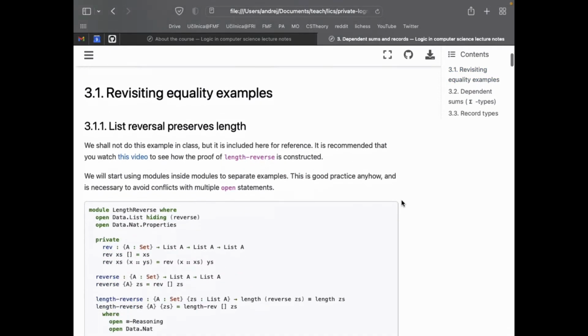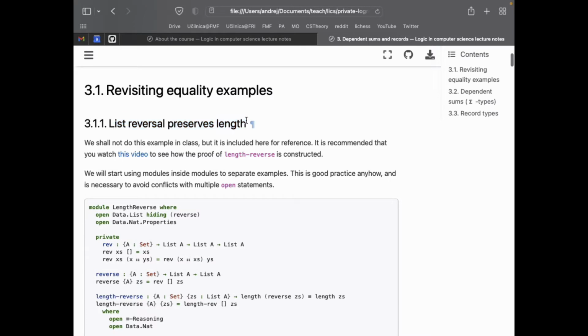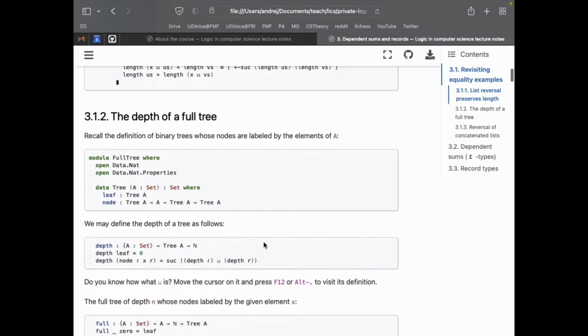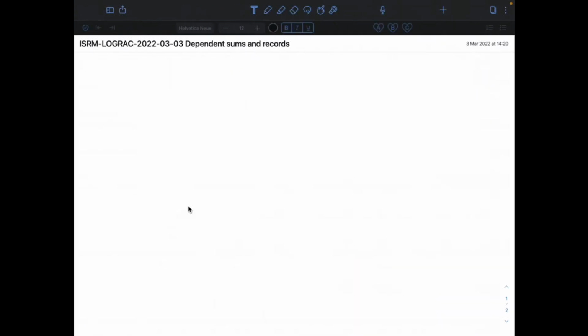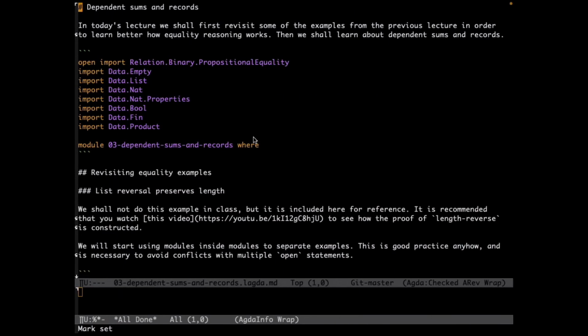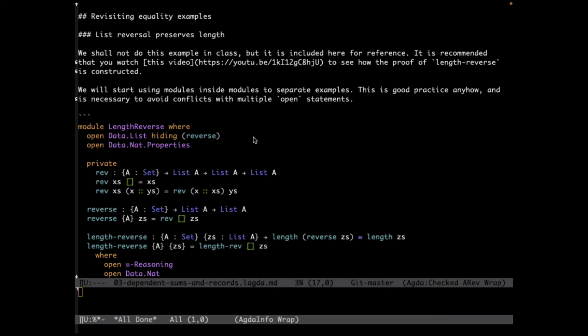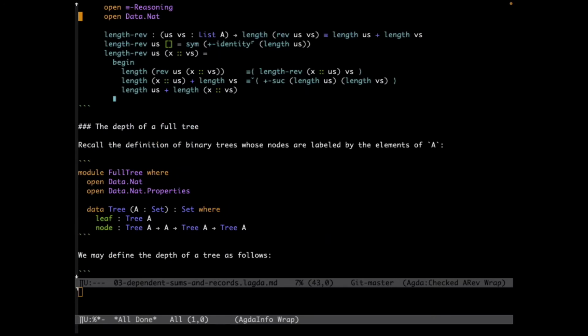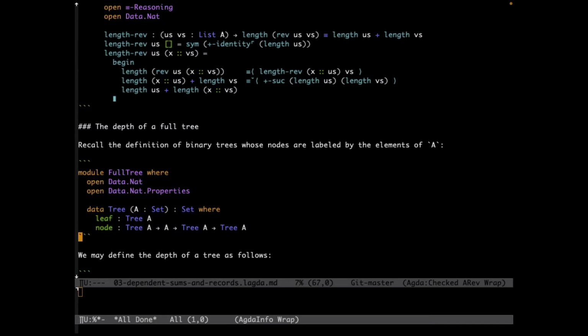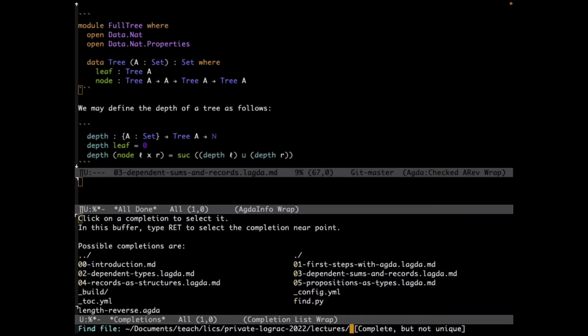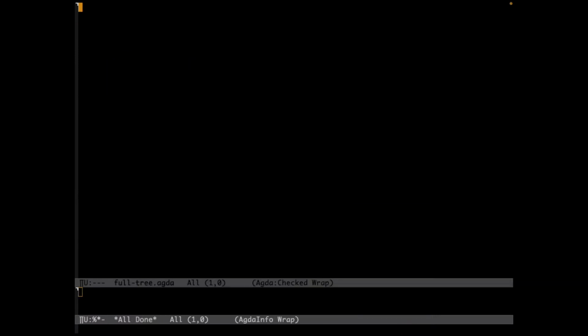Okay, so this is already on the video, so I'm not going to do it again. So we'll just go straight for the next example. And I want to show a little bit about how one goes around building equality proofs. So I'm going to open a separate file for this. I probably think I have it. No, I have the length reverse full 3 like that.